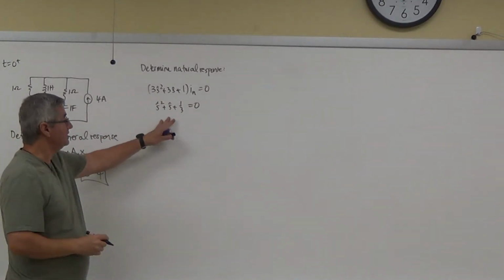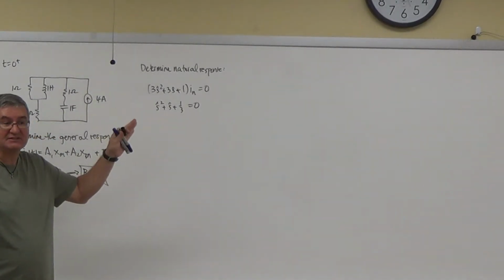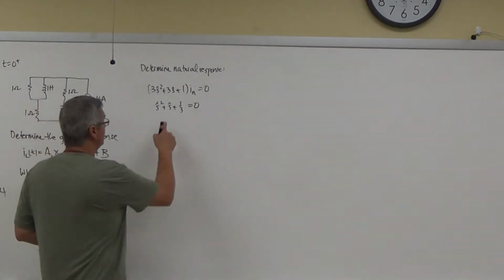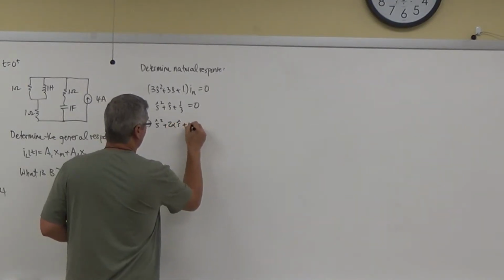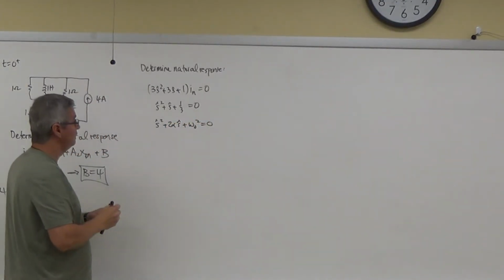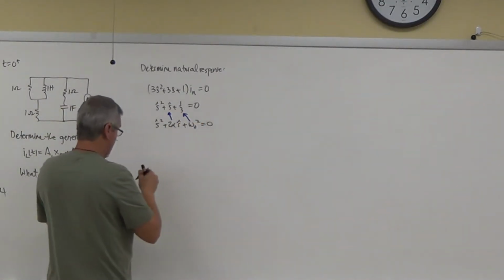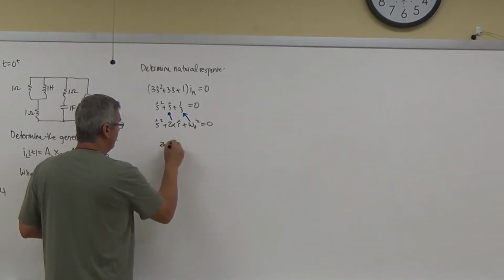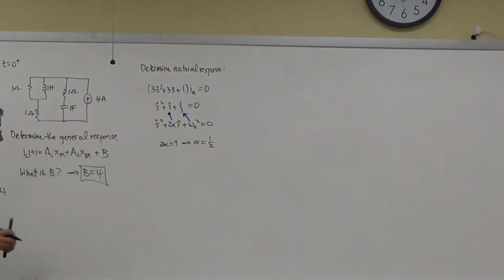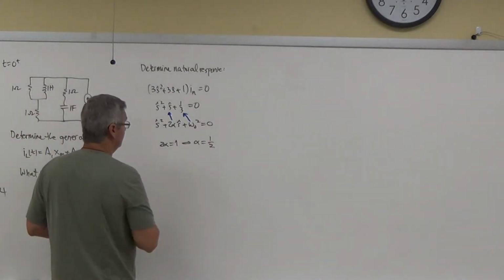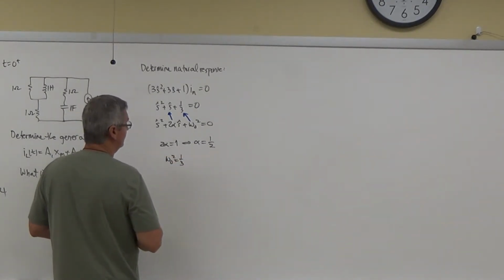Off the top of my head, there's no solution that I could see where I could break this up and get the solution. So what am I going to do? I'm going to compare it to this one. If I make the direct comparison between this and this right here, what you're seeing is that 2 alpha has to equal 1, which tells me that alpha has to be a half. And if I look at this, omega naught squared has to be 1/3.